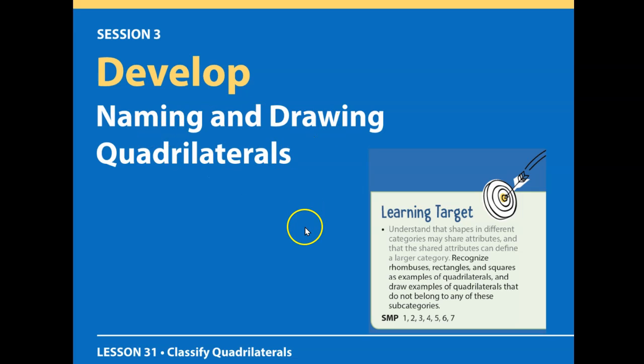It says we're naming and drawing quadrilaterals. All right. So quadrilaterals, how many sides do they have? Four. Okay. Then lateral means side, so four sides. All right.